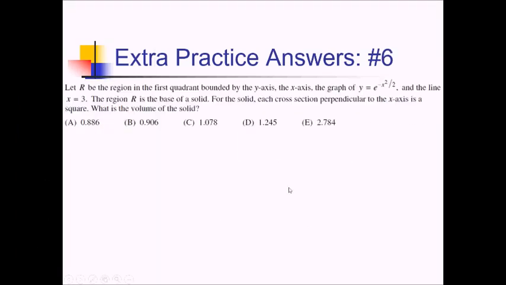On this calculator-based problem, R is the name of the region in the first quadrant bounded by the y-axis, the x-axis, and this exponential graph, and the line x equals 3. This is the base of a solid, and for each solid, the cross-section perpendicular to the x-axis is a square. So we want the volume of that solid. So this is a known cross-section problem. I need to get the area of the cross-section shape here.